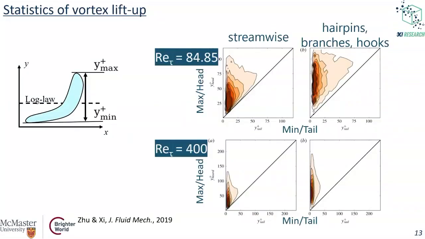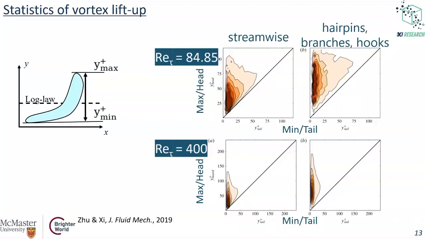And another thing we can do is look at the lift-up statistics of vortices, right? As a vortex travels downstream, its downstream end will lift up. That's how you form the sideways branch of the hairpin. And we can look at lift-up statistics.